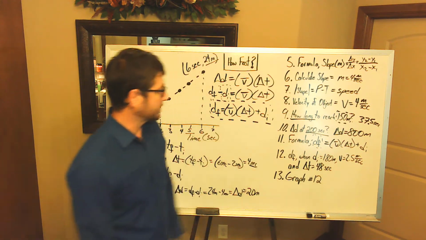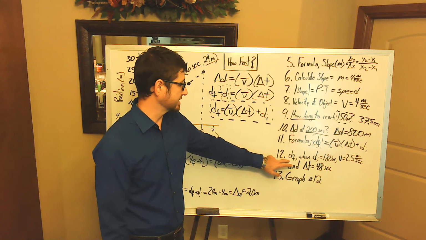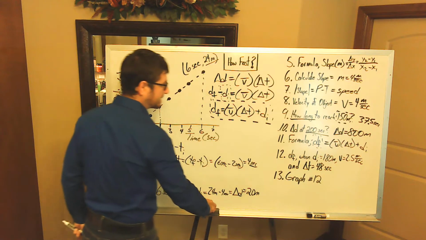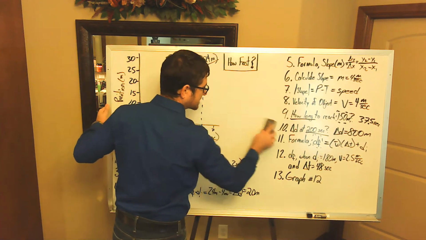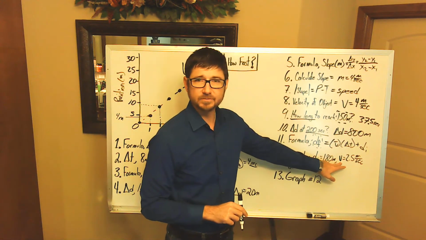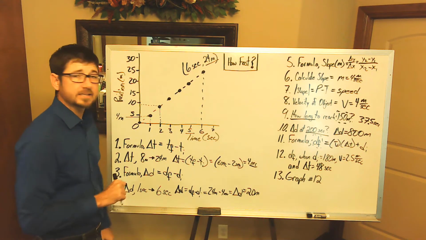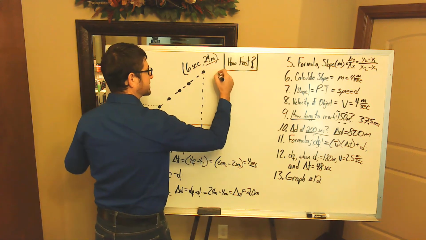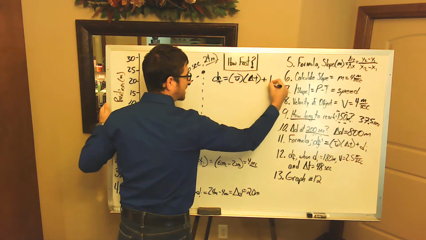Okay, so on number 12, they want us to calculate the final displacement of the object when the initial displacement is 180 meters. So that means the object is 180 meters from the origin. It's going to have a velocity of 2.5 meters per second, and we have a time interval of 48 seconds. So I'm going to go ahead and write down my base equation. We have d sub f equals v bar delta t plus d sub i.